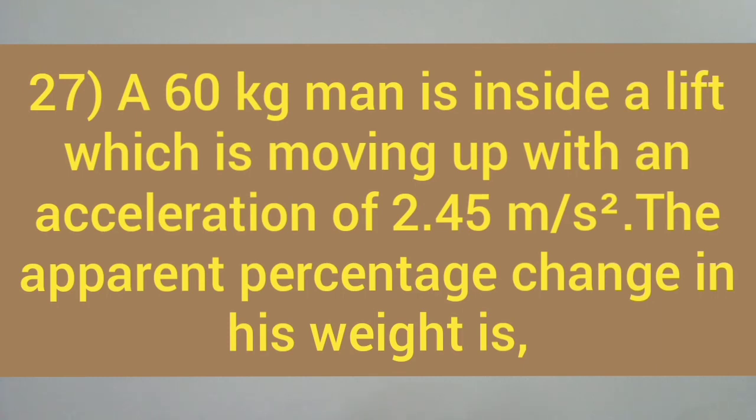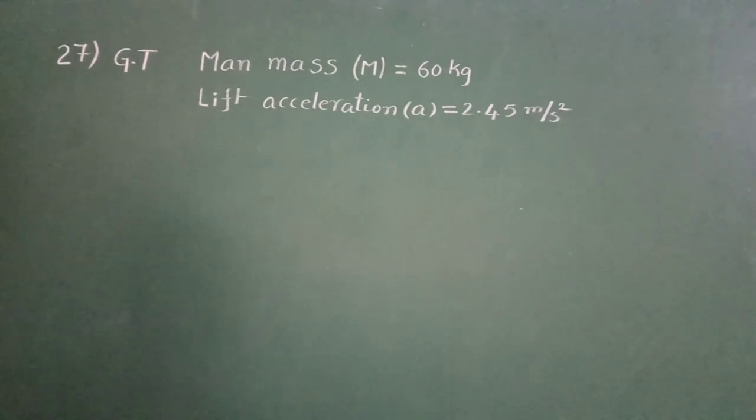27th problem. A 60 kg man is inside a lift which is moving up with an acceleration of 2.45 meter per second square. The apparent percentage change in his weight is... According to the problem, a 60 kg man is inside a lift. The lift is going in the upward direction with an acceleration of 2.45 meter per second square. Here we have to calculate the apparent percentage change in his weight.